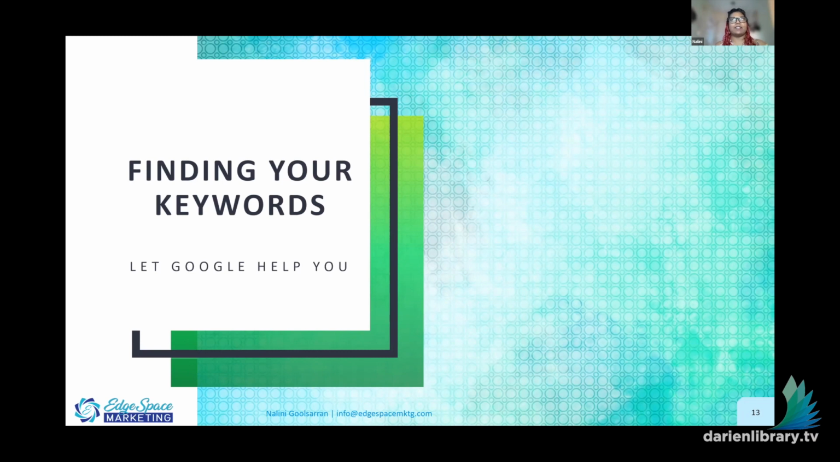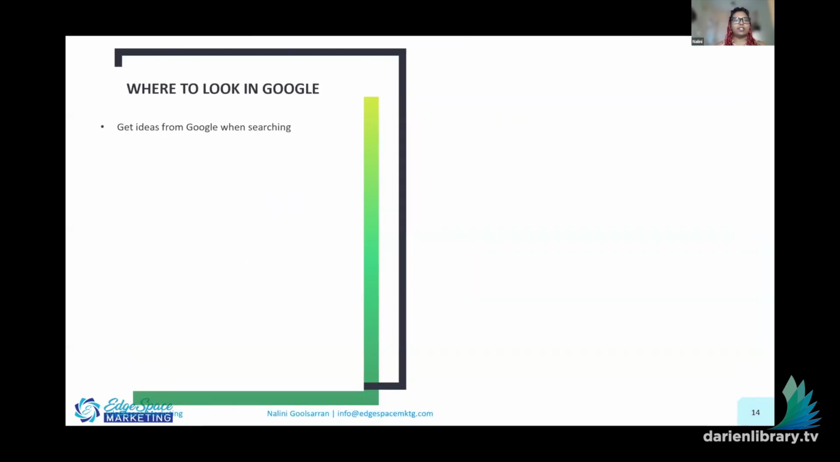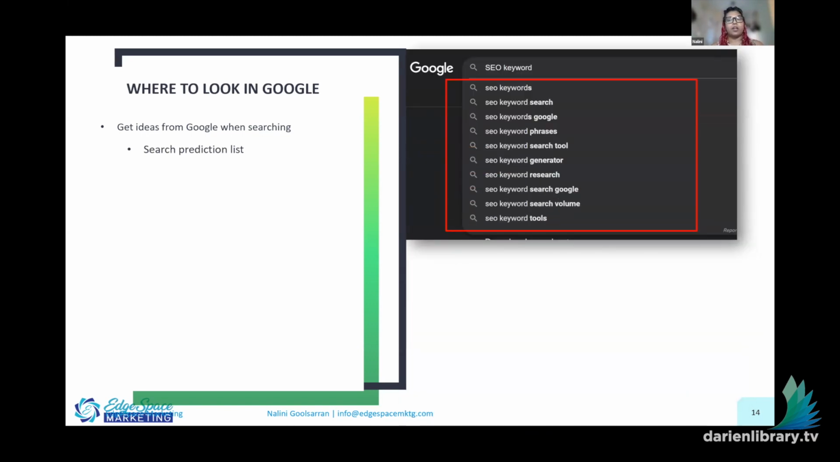So I'm saying to you, go find your keywords, and your question to me might be, but how do I do that, Nalini? Let Google help you. So starting at the top, you can get ideas from Google for what to search for when you're actually searching. There's something called a search prediction list. Here is an example where I typed in SEO keywords, and before I could even hit enter, Google gave me this list of potential things that I should search for.